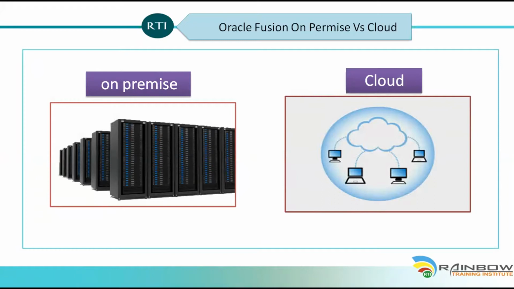So everything is controlled in the client's hand. That means the data is available in our systems. Our DBA person is going to maintain it, the network person is going to maintain everything. That is what we call on-premise. This is what we have been using for the last 10 years. Most of the implementations happen on-premise. But at present, we have the cloud.